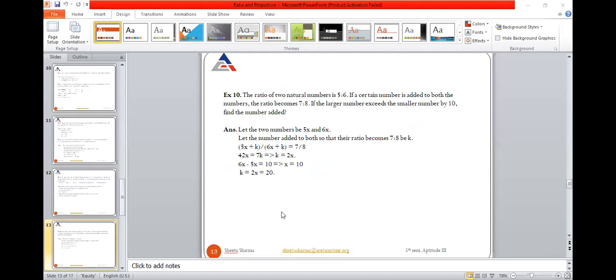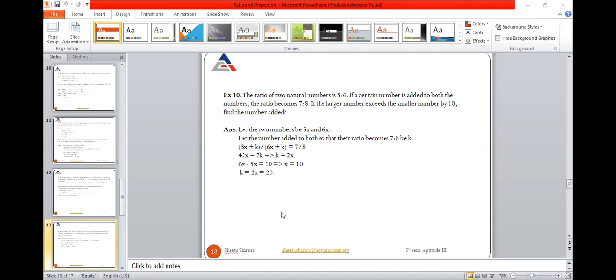Next is, the ratio of two natural numbers is 5:6. Two natural numbers are given and the ratio is 5:6. If a certain number is added to both the numbers, the ratio becomes 7:8. If the larger number exceeds the smaller number by 10, find the number added.